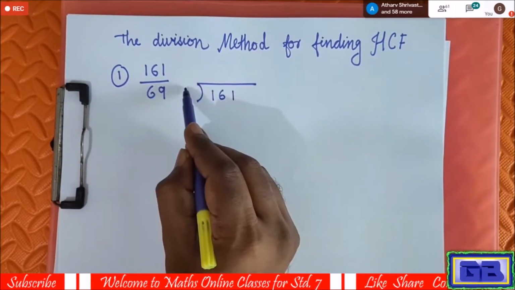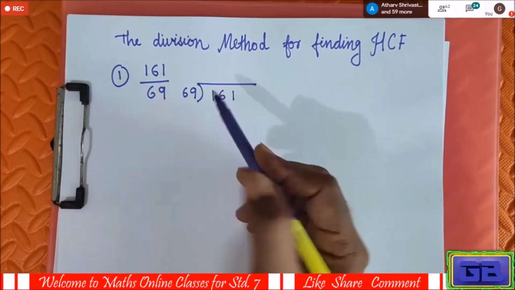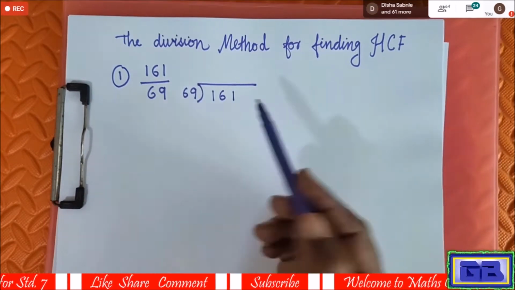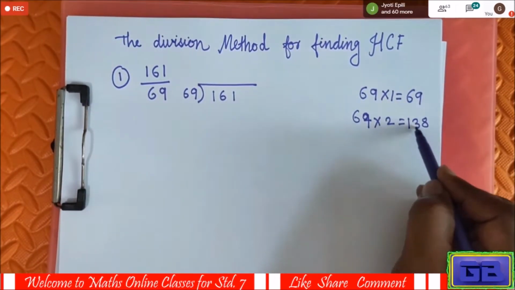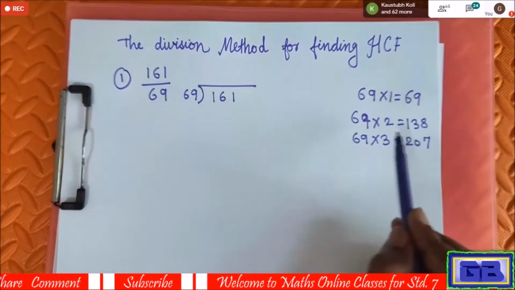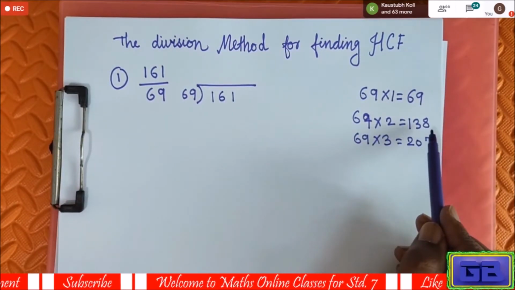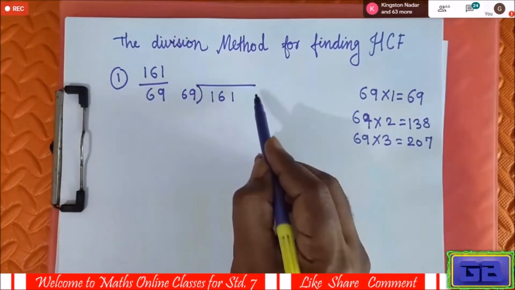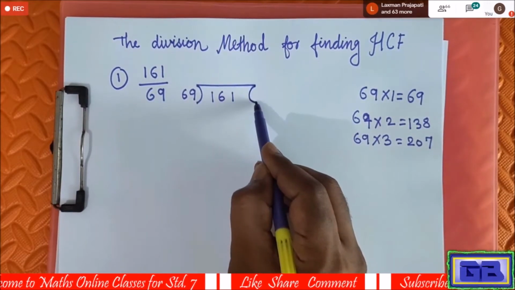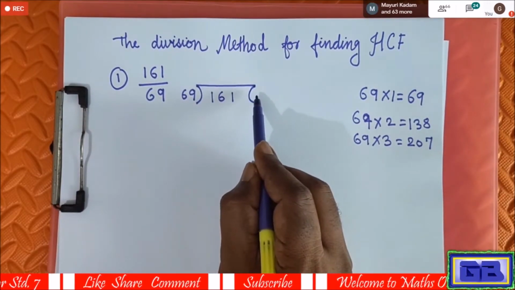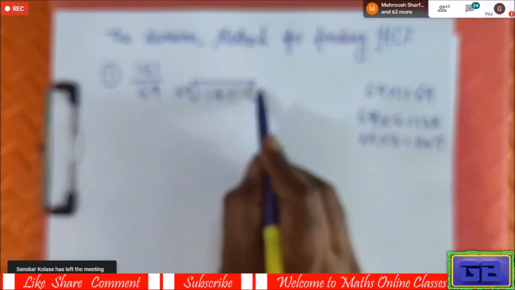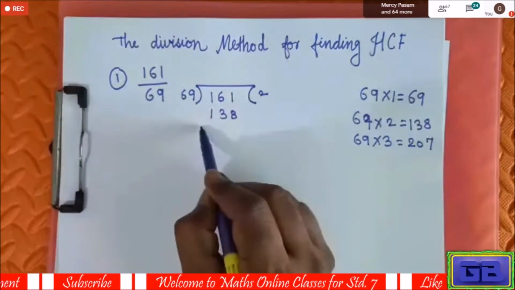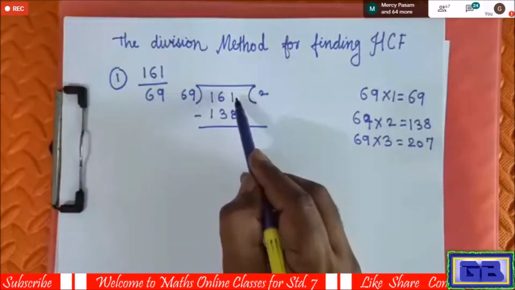161, and the divisor is 69. 138 is smaller than 161, so the quotient you will write here. So 69 twos are 138. Do the subtraction.